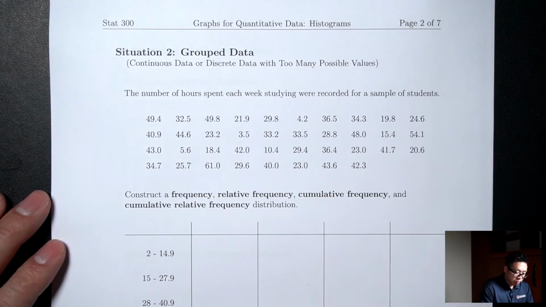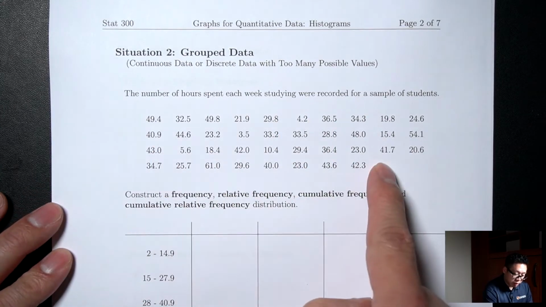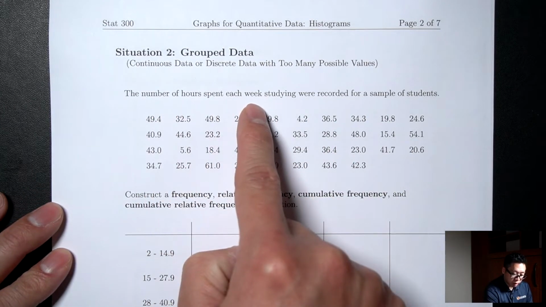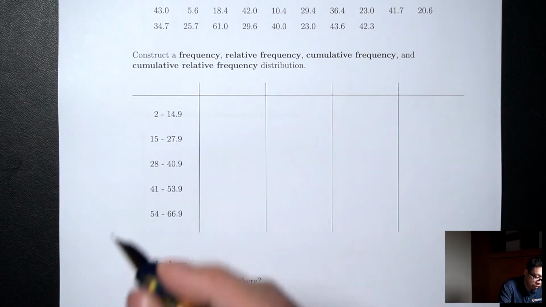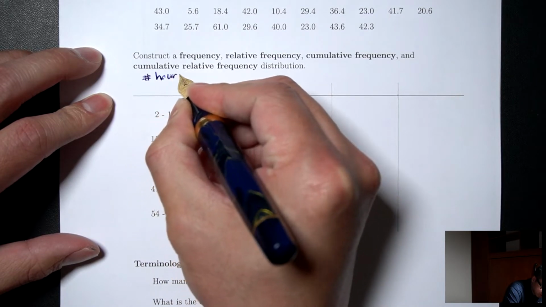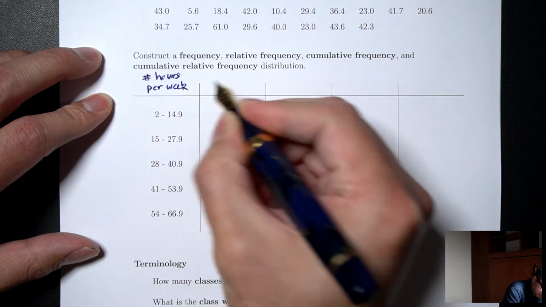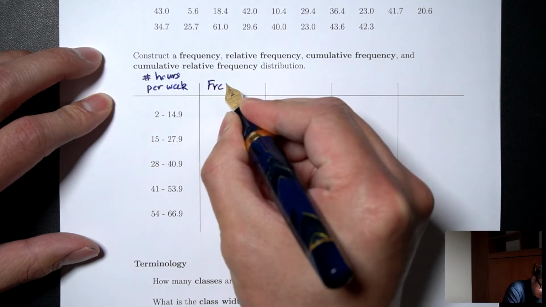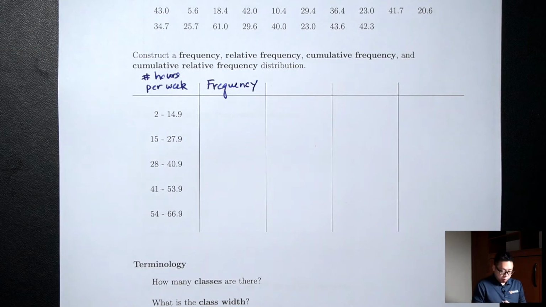And the question is, what do these numbers represent? These numbers represent the number of hours spent per week studying. So this is number of hours per week. And we're going to find our frequencies also.